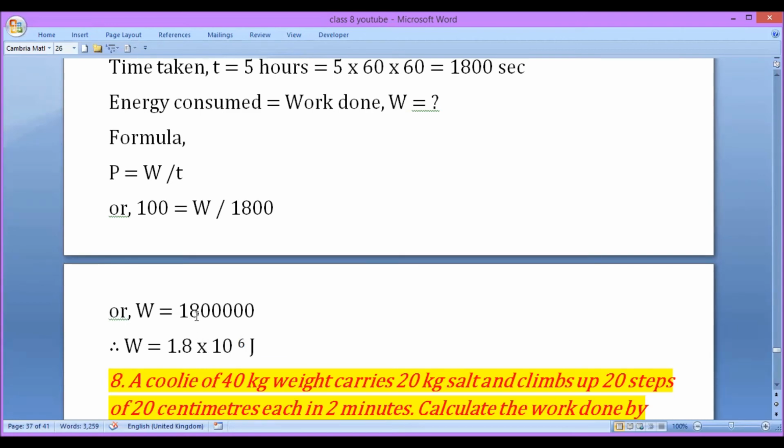After the decimal there are 6 places, 1 2 3 4 5 6. Like this we can write the scientific notation. This is the required answer.